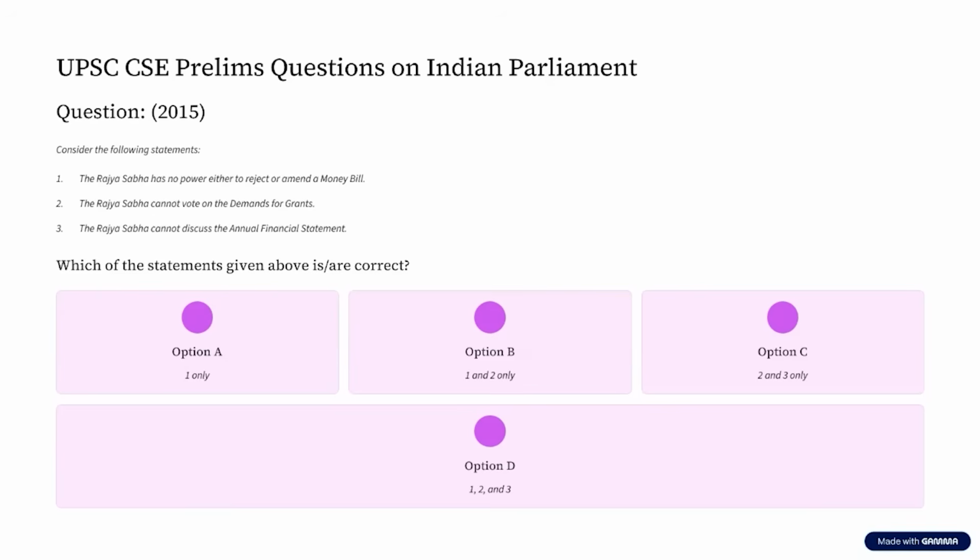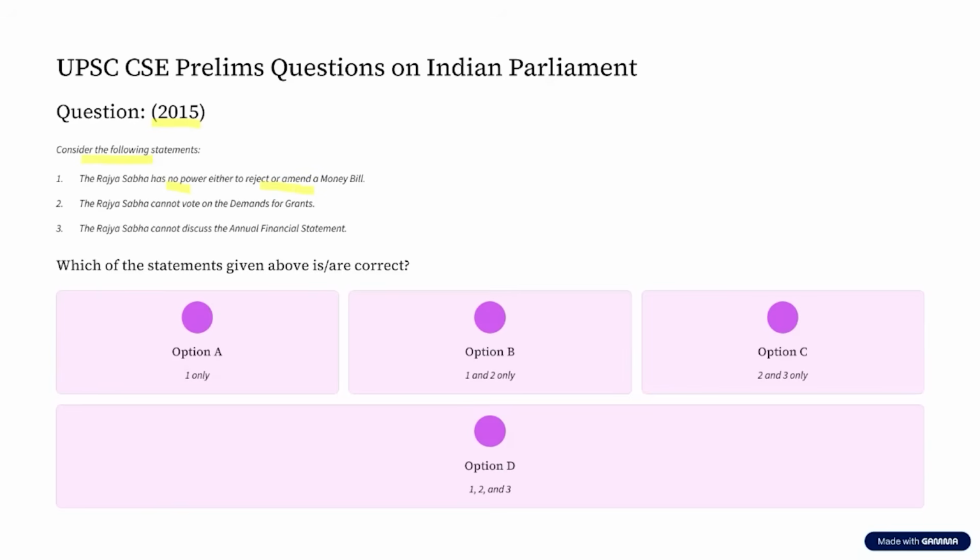Now, having brushed up what we have studied so far, what we'll do now is see a few questions that were asked in the UPSC prelims. This question is from the year 2015. Consider the following statements. First statement: the Rajya Sabha has no power either to reject or to amend a money bill. So we discussed this, saying that Rajya Sabha has no power apart from discussing the money bill.